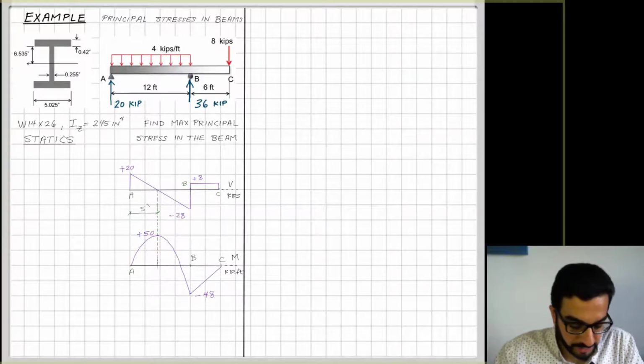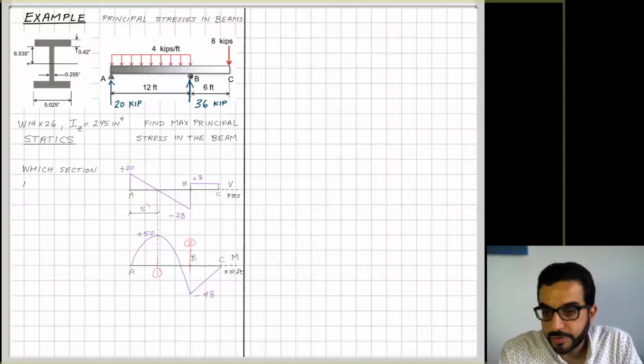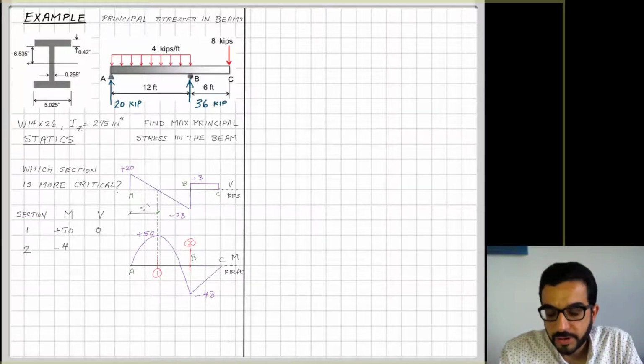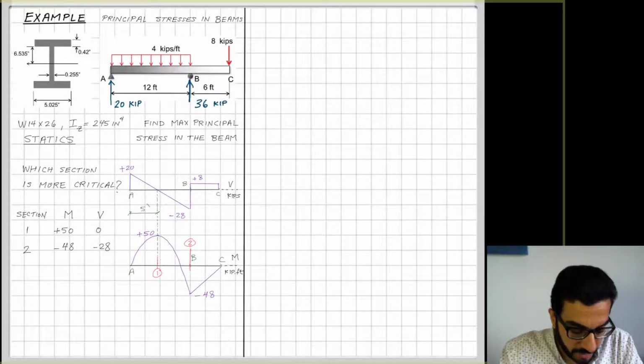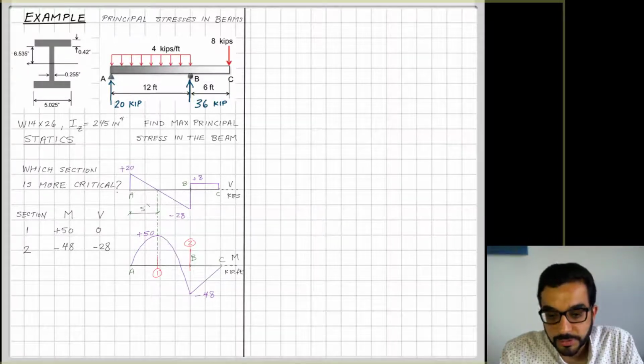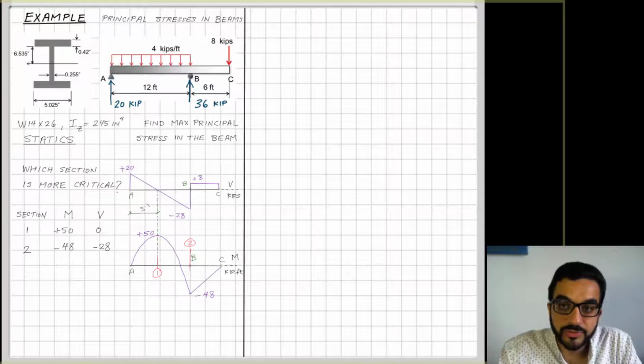So the question here is, which section is more critical? I see there's a positive 50, but it comes with 0 shear. And at point B, there's negative 48, but it comes with the biggest shear force here, which is negative 28. So which one is more critical? Knowing that principal stresses, a combination of normal and shear stress, can result in a principal stress that's larger than the initially provided normal stress.